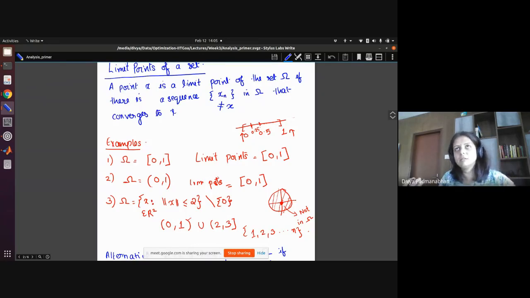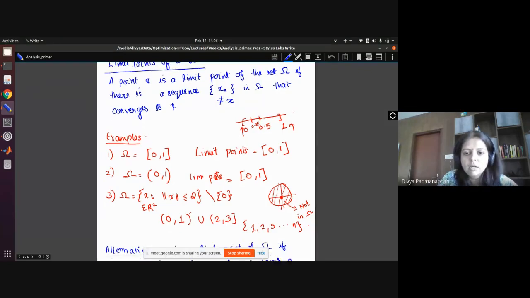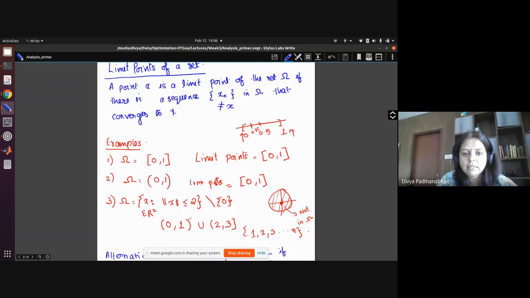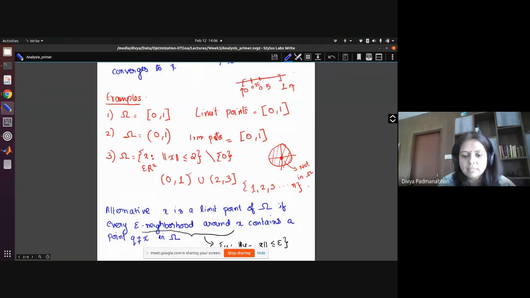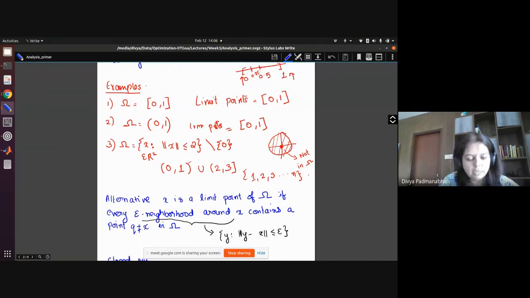In the process of making things simple and giving you intuition, sometimes these things get missed. So there's another reason why you should definitely ask questions. Yesterday's question is what made me go back and verify this thing. So there's a sequence not containing the point x that converges to x. This is one way to look at limit points. The other way says that x is a limit point if every neighborhood you take around the point x contains a point q which is not equal to x in omega.